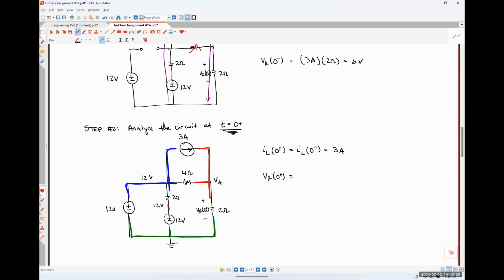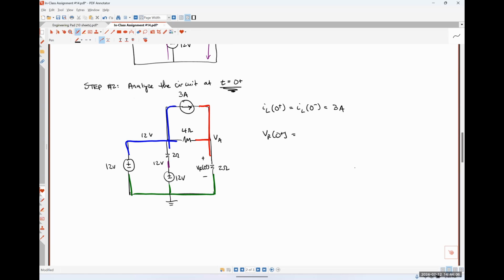It's just KCL at the red node that gives us what VR is, because the positive polarity terminal is at the red node and the negative polarity terminal is at ground. So there's nothing wrong with using mesh analysis here, but nodal gives us our answer in literally one step. So that's the one that I'm going to use. Actually, I should have erased that.